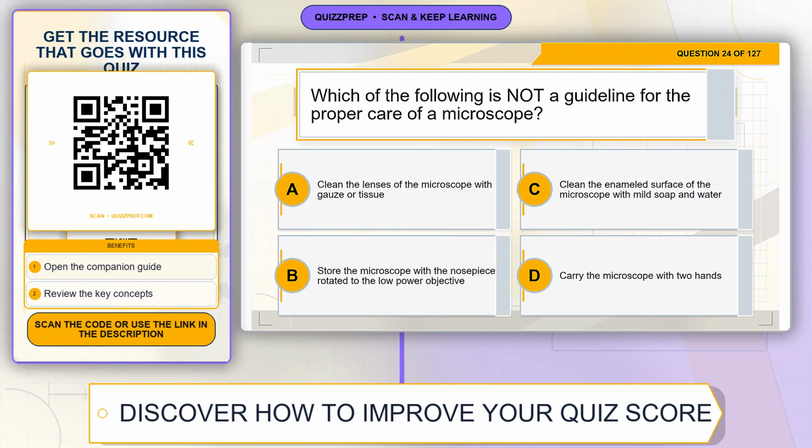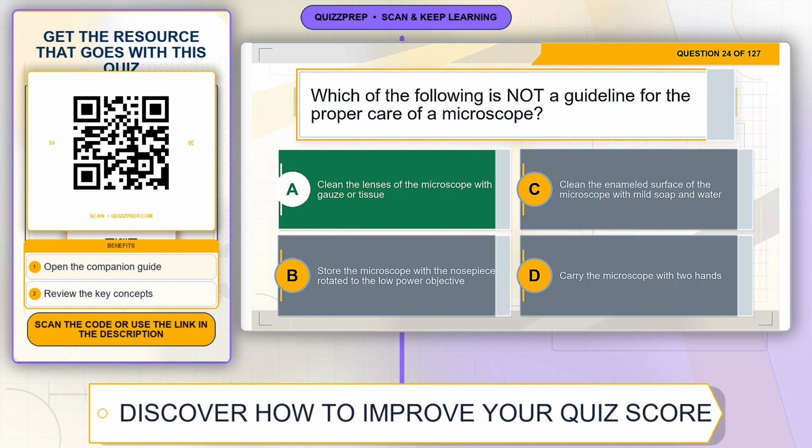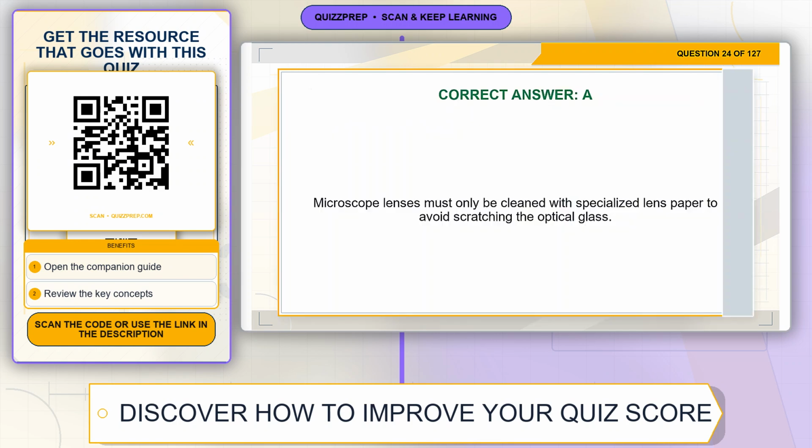Question 24. Which of the following is not a guideline for the proper care of a microscope? Option A, clean the lenses of the microscope with gauze or tissue. Option B, store the microscope with the nose piece rotated to the low-power objective. Option C, clean the enameled surface of the microscope with mild soap and water. Option D, carry the microscope with 2 hands. The correct answer is option A, clean the lenses of the microscope with gauze or tissue. Explanation. Microscope lenses must only be cleaned with specialized lens paper to avoid scratching the optical glass.